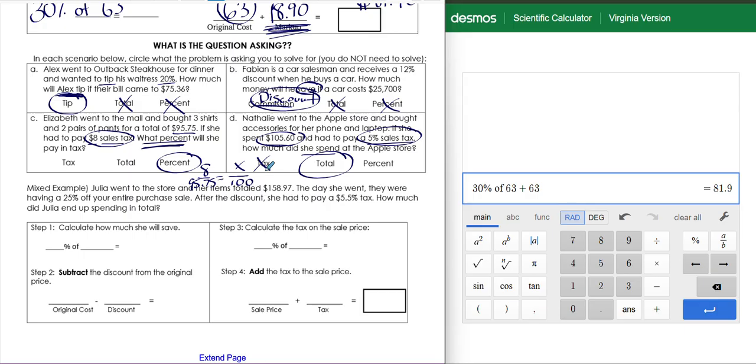This last example, we're going to mix a couple of these together. Julia went to the store and her items totaled $158.97. The day she went, they were having a 25% off their entire purchase sale. After the discount, she paid 5.5% tax. How much did Julia end up spending in total? So you have to find the final price after a discount and sales tax. And this part is really important. It's after the discount. So we're going to find the discount, subtract the discount, then use that new price to calculate the tax.